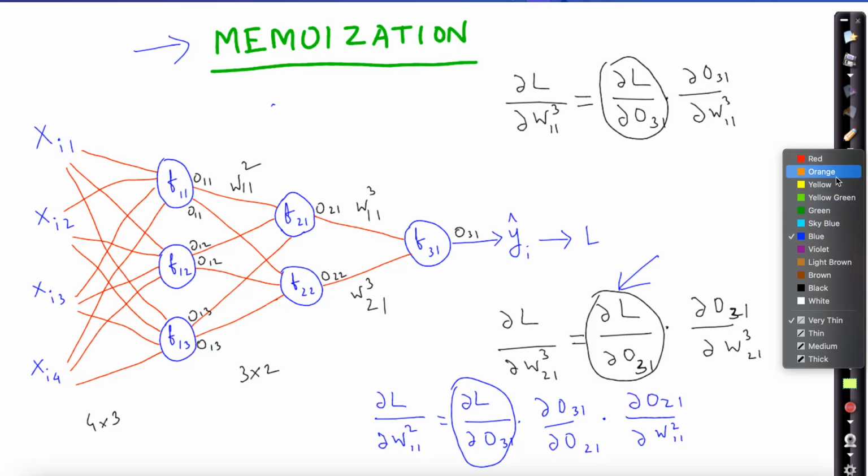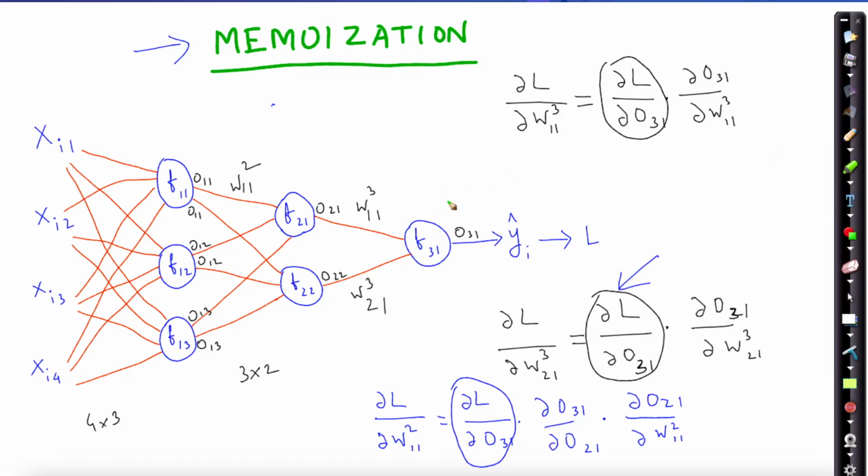Okay, let me take a different color. Since we have to calculate this particular thing over and over again, why not save it once and use it multiple times? So what we can do is simply store the value of O31, this value, in this particular node. You can imagine these neurons as nodes. So why not store this particular information, and it could be reused whenever we need this value, because every calculation over here will go through this path. First you have to calculate it once, okay? That cannot be avoided. That must be done.